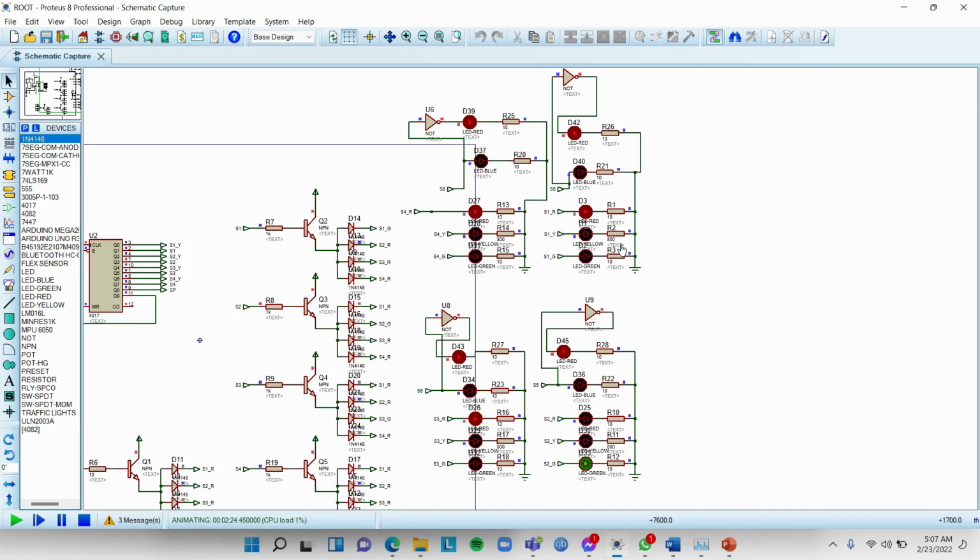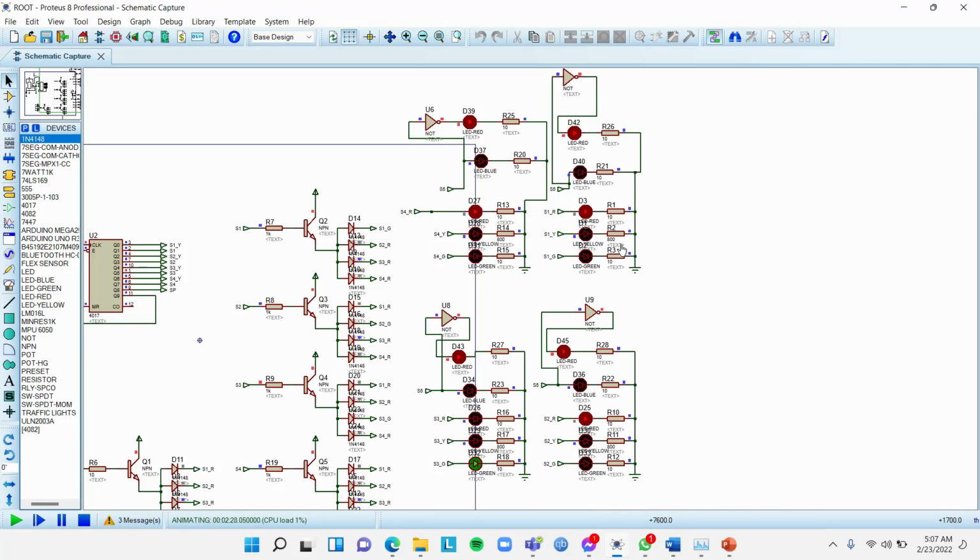As you can see, the traffic lights are changing in cycle. The cycles come in this sequence: first the red light, then the yellow plus red light, and at last comes the green.